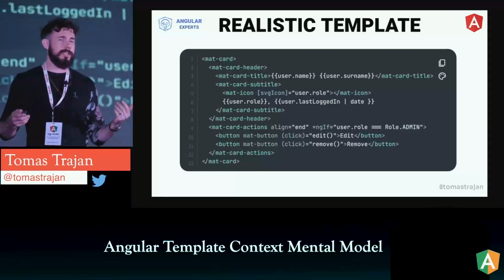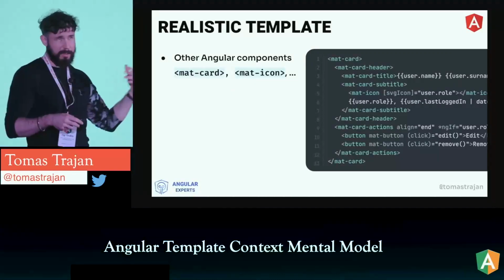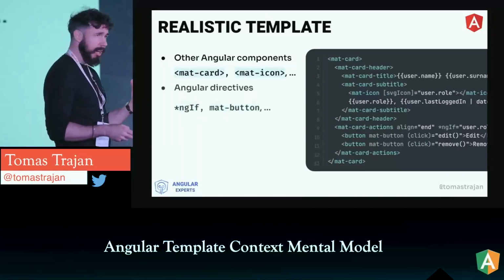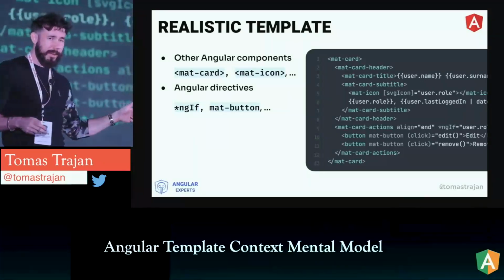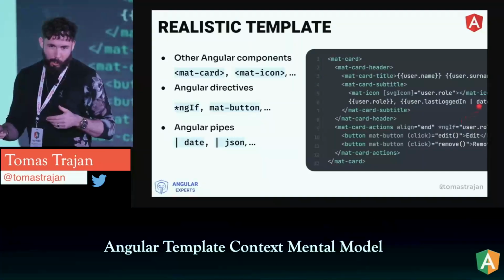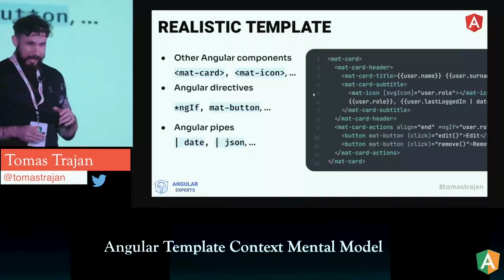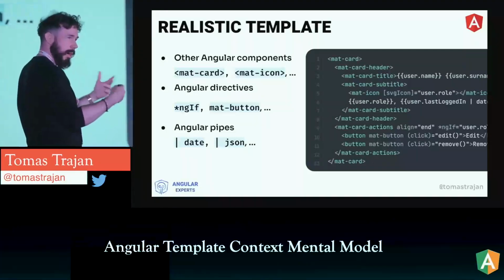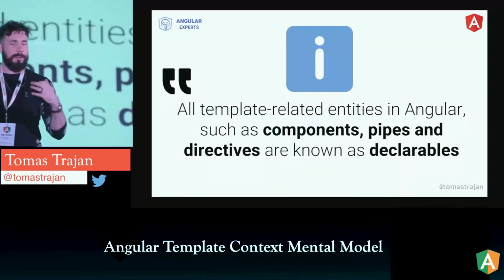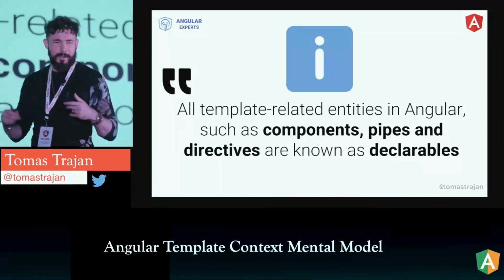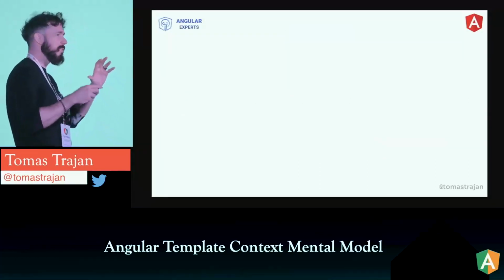So if we have something more realistic like this, what do we see here? We have some other Angular components, for example material card or material icon, some other Angular directives like ngIf or material button from the Angular Material component library, or even stuff like a date pipe, which you can almost see here on that slide. So those are a bit different, right? This is not provided by the browser, by the HTML out of the box. And they have something in common, so all the template-related entities in Angular, such as components, pipes and directives, are known as declarables, and there is a reason for that, because there is something special about them.